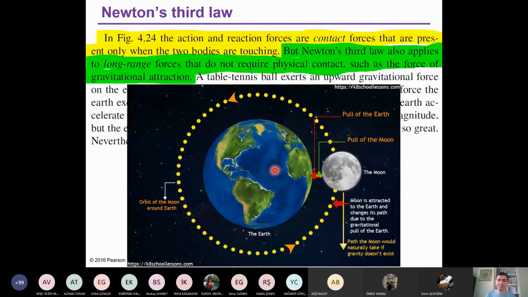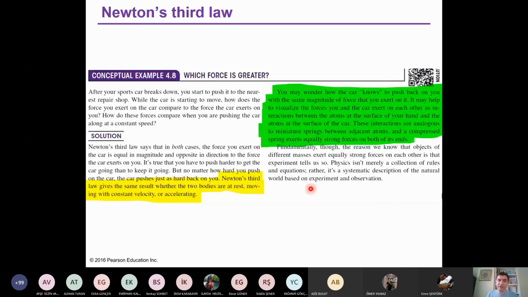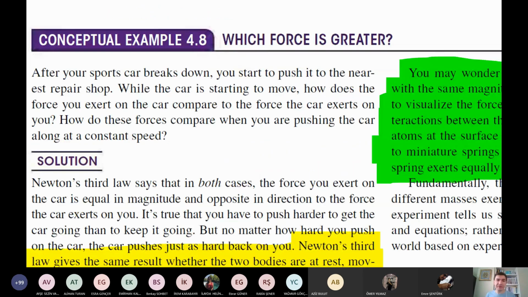Now let me continue with a conceptual example from the book, example 4.8: which force is greater? After your sports car breaks down, you start to push it to the nearest repair shop. While the car is starting to move, how does the force you exert on the car compare to the force the car exerts on you? How do these forces compare when you are pushing the car along at a constant speed?